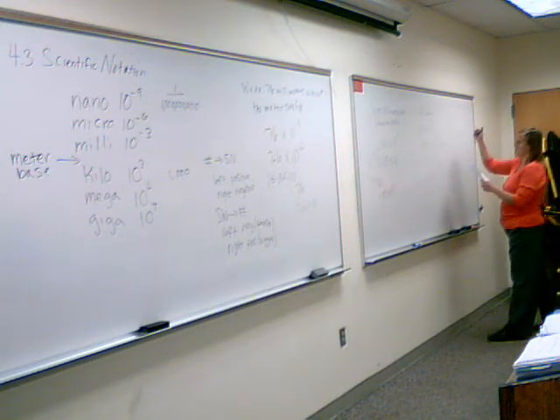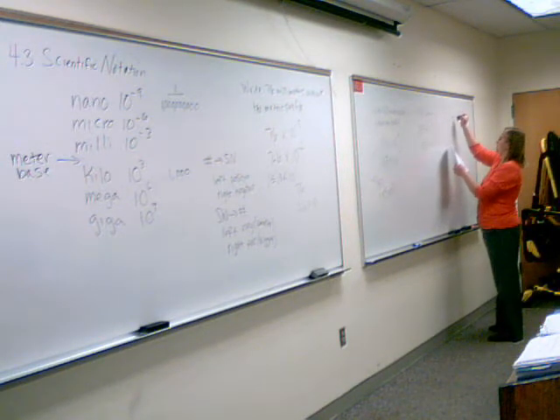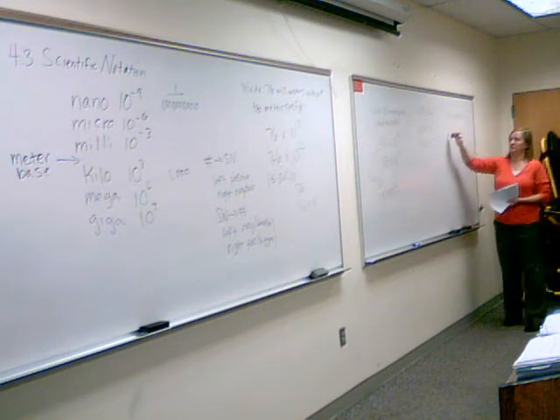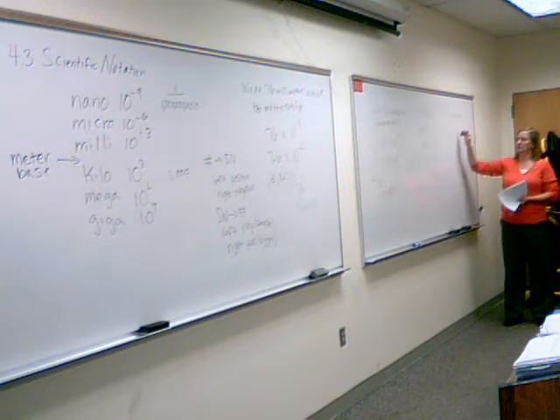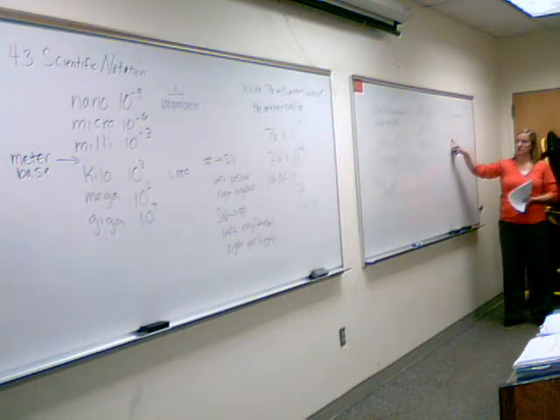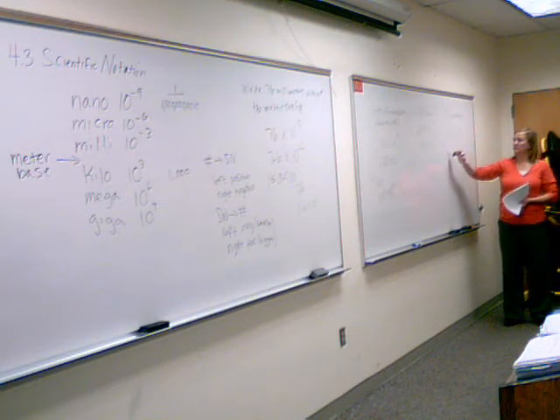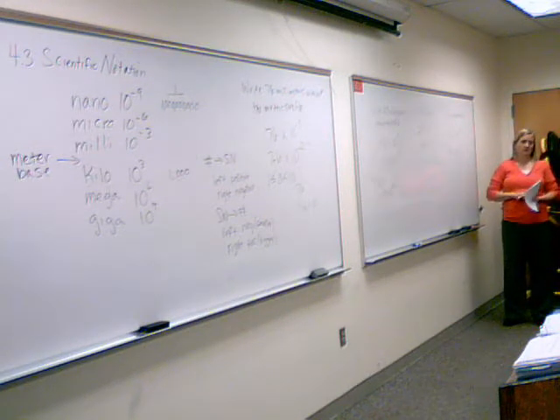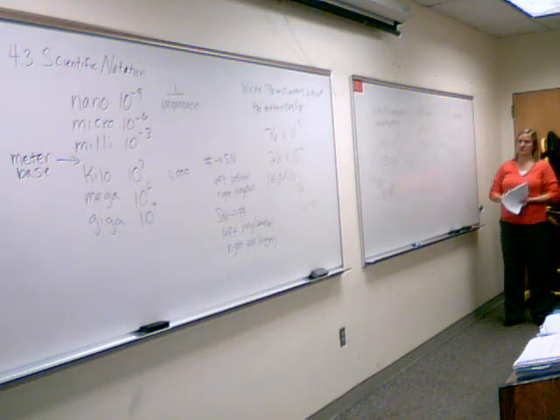Okay, one more of these for right now. 50 micrometers. How can I rewrite that? 50 times 10 to the -6, okay? I have to put it in scientific notation, so I have to move it once to the left. So am I adding a 10 or subtracting a 10? Adding. 5.0 times 10 to the -5. So I'm adding 1 to the -6.